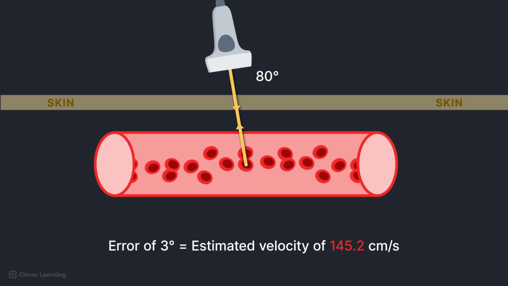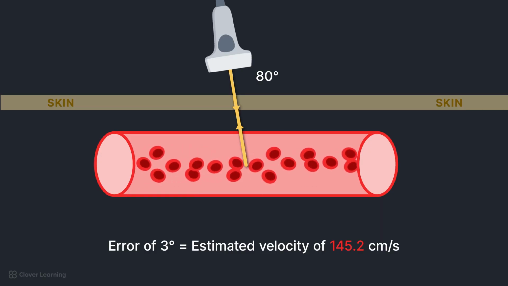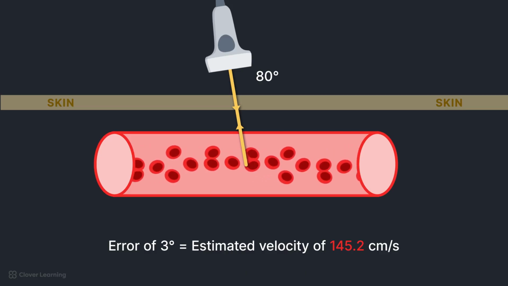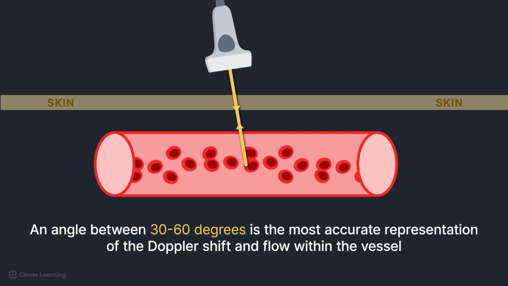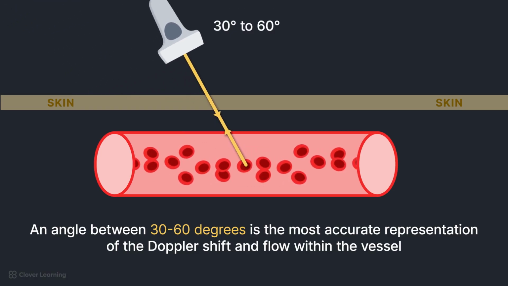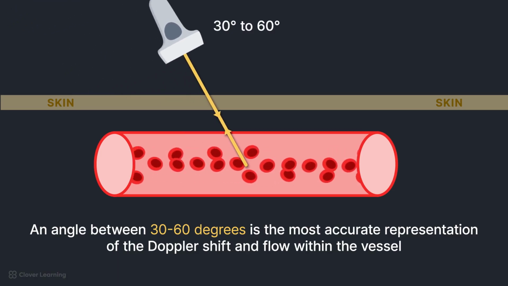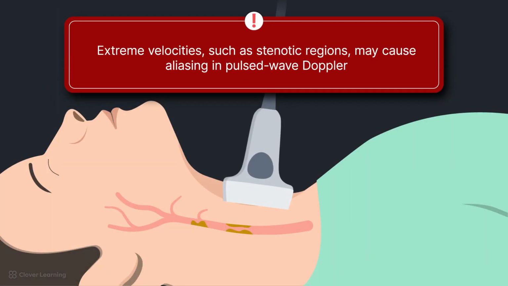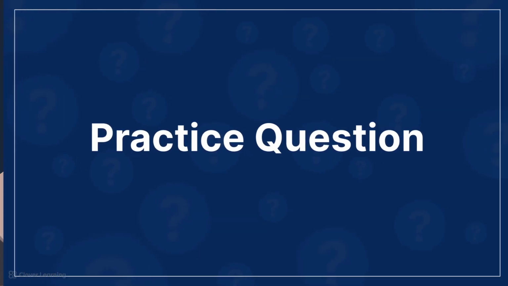As our angle of incidence increases, the estimated velocity increases exponentially, just due to how cosine functions behave mathematically. So it's typically best to stay within 30 to 60 degrees, as the natural human errors are less impactful to the measurement. It's important to note that extreme velocities, such as those in stenotic regions, may cause aliasing in pulsed wave Doppler, requiring adjustments in pulse repetition frequency. This is discussed more in different lessons.